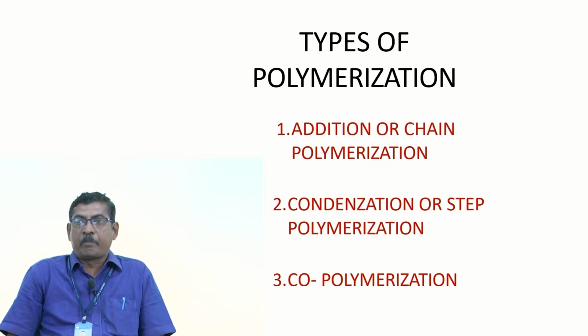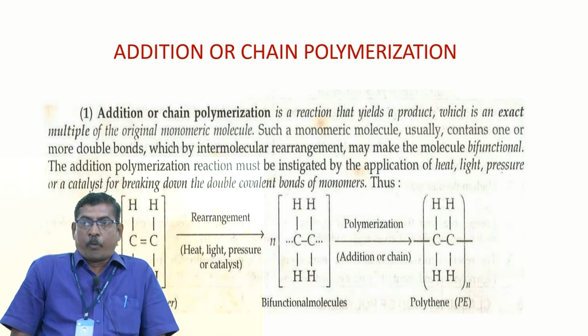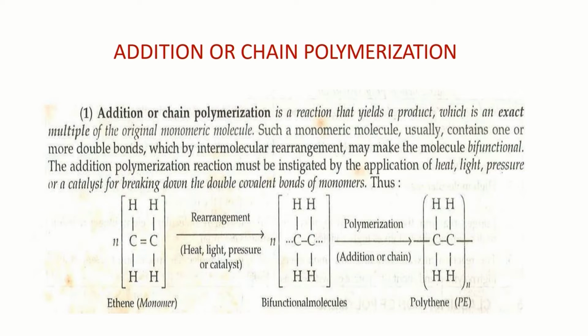Next one is called types of polymerization. Based on the formation of polymer, we can classify it into three types. First is addition or chain polymerization, the second is condensation or step polymerization, and the third is copolymerization. First, addition or chain polymerization. In this type of polymerization, only one type of monomer is involved in the reaction to form a product. The product is exactly a multiple of the monomer and no byproducts are formed. Such a reaction is called addition or chain polymerization.